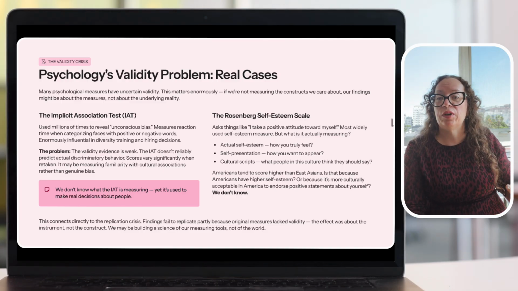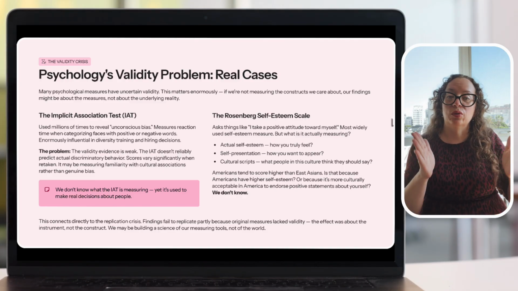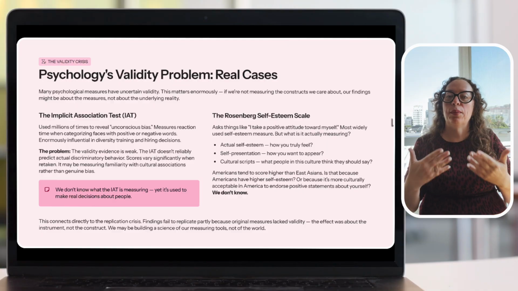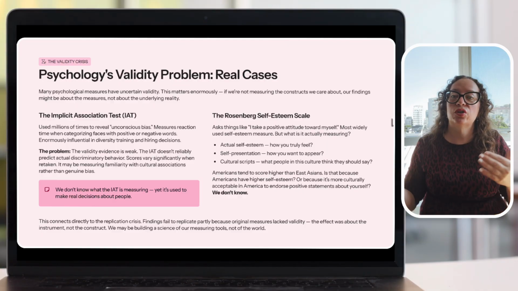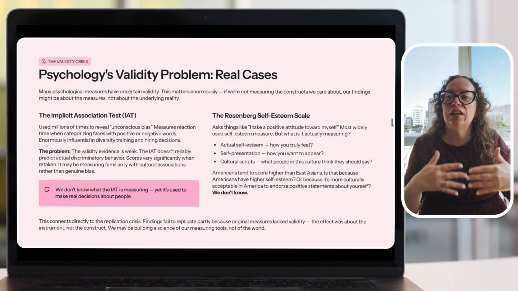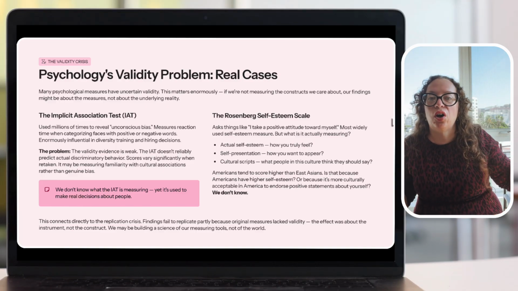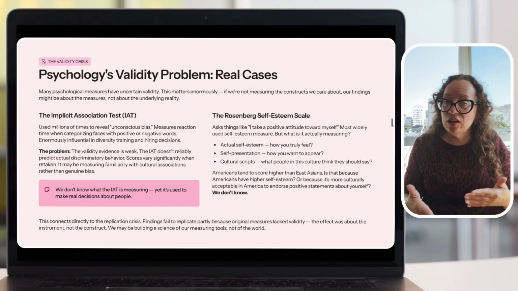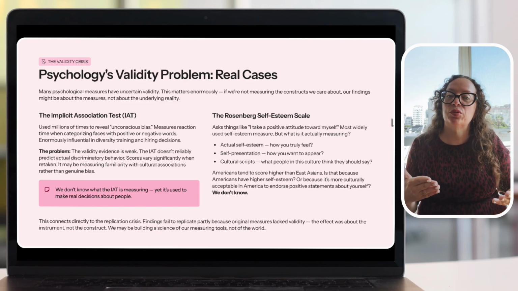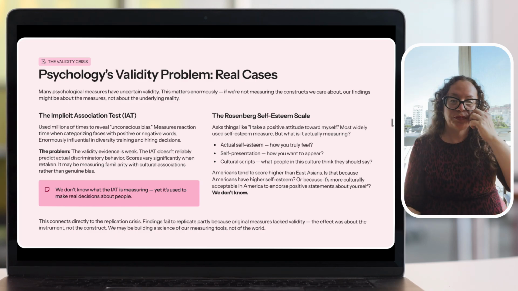And when you see claims based on psychological measures, again, you hold them lightly. You remember that the measure might not capture the construct. The finding might be about the instrument being used, not about reality. Okay, so this isn't nihilism. Some measures are better than others. Some have more validity evidence than others, but none of them are perfect, and you should calibrate your confidence accordingly.